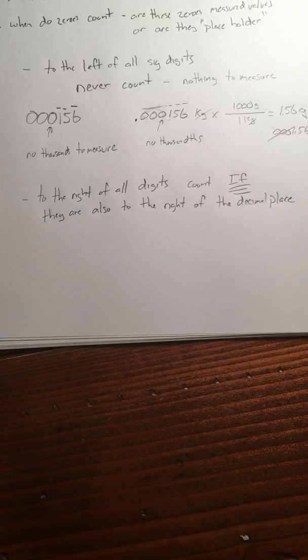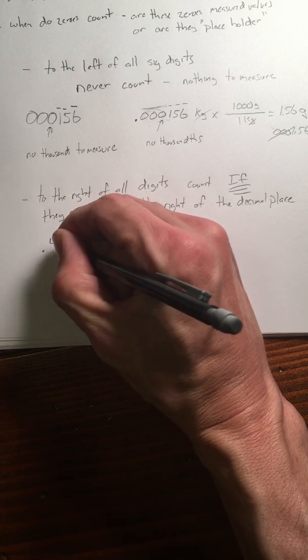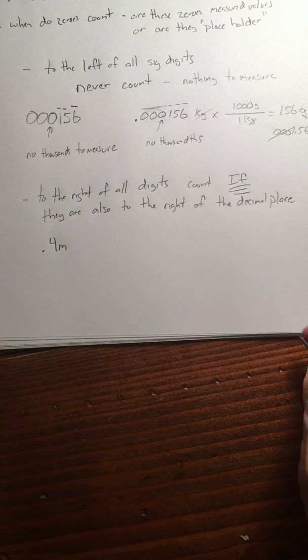So they sometimes count, but they have to also be to the right of the decimal place. So let's take a look at some examples of that. Our first number we might look at, remember we measured that line and it was 0.4 meters long? That has one sig fig pretty clearly.